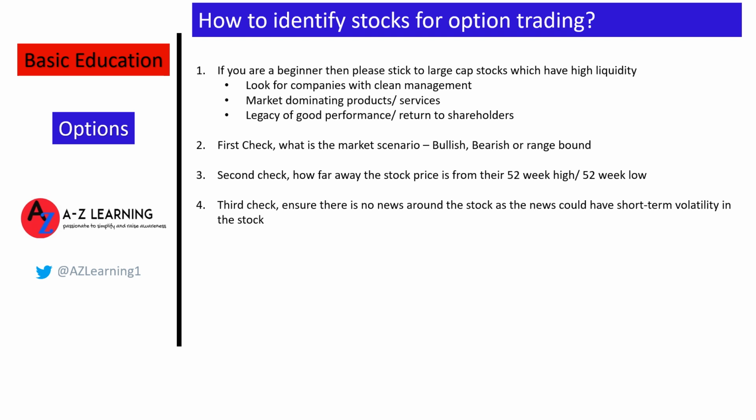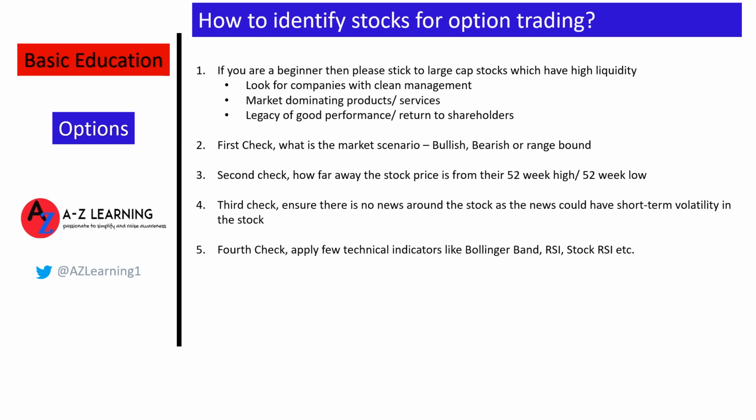So if there is news around any particular stock, I personally would avoid those stocks, because it's very hard to predict whether the stock price movement will be in line with the news that you know about, or contrary to the news that you know about. It could generate short-term volatility if there is news around it, and that short-term volatility could go in the opposite direction of your position, and therefore for option trading, make sure that you avoid the stocks which have some sort of news going on.